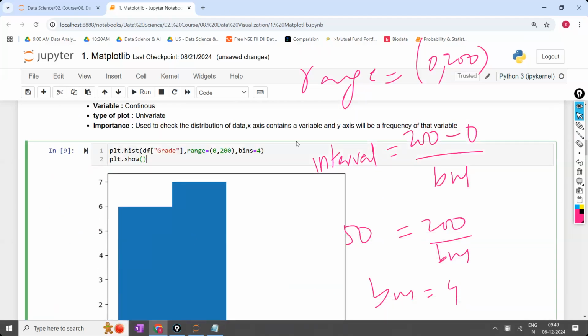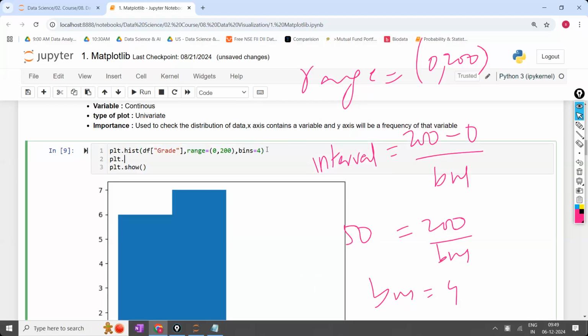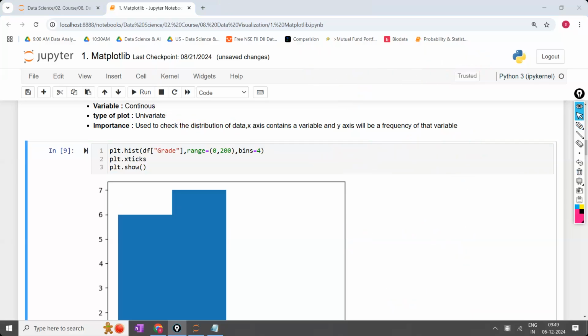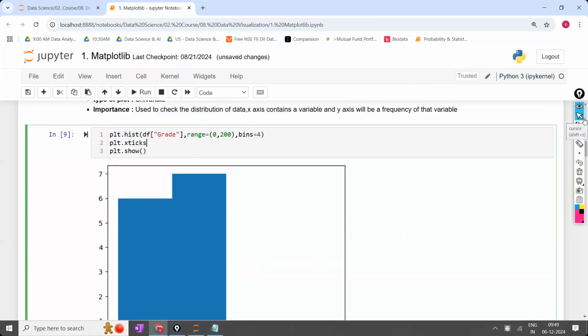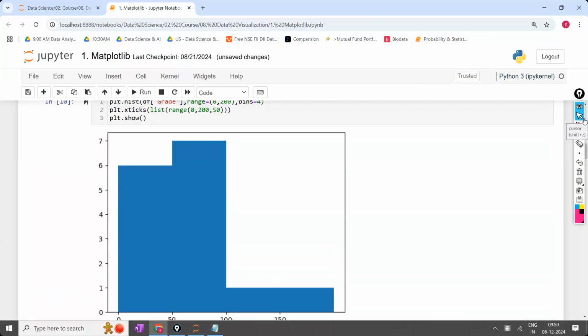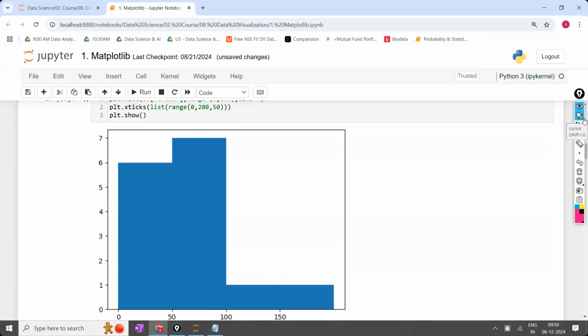Then what we have to add is plt.xticks. They are called ticks. Just on the x-axis, one line will be drawn like this. These are called ticks. In the graph sheet, whatever marks we keep are called ticks. So we are going to keep the xticks as a list of range, where the starting number is 0, the ending number is 200, and your interval size is 50. See, now exactly you are going to get 0 to 50, 50 to 100, 100 to 150, 150 to 200.